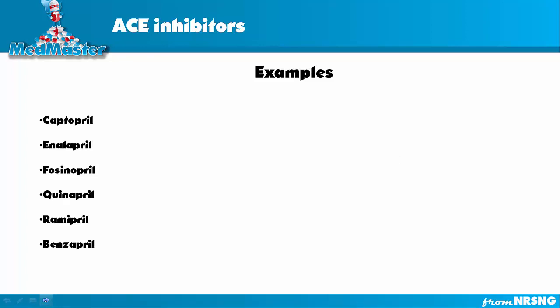Now, how do you identify these ACE inhibitors? It's a really easy way. You can call these drugs pril drugs. If you look at the name of this medication, at the very end of all the drugs, it ends with pril. So any drug that ends with pril is an ACE inhibitor.